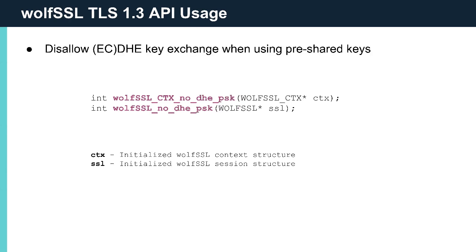If you want to disable Diffie-Hellman ephemeral or ECDHE key exchange modes from being used in wolfSSL, you can do that by using one of these APIs at the session or context level. If you do call this, then you would just be using direct PSKs.